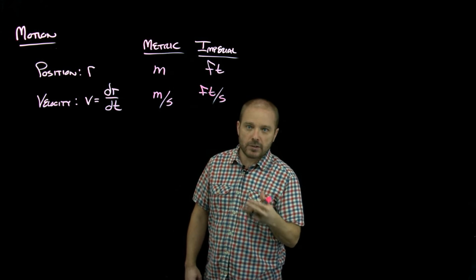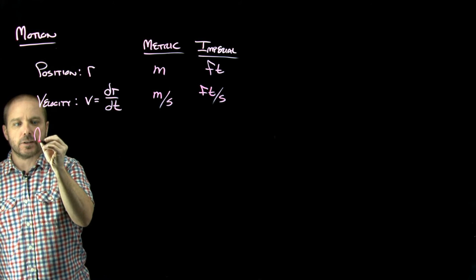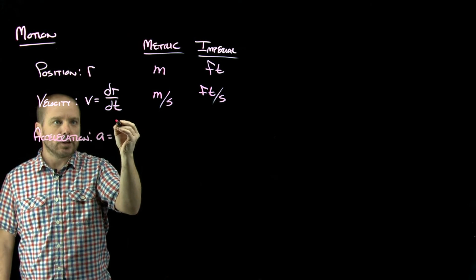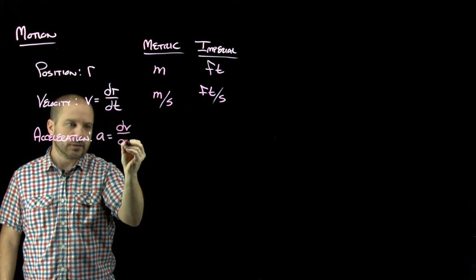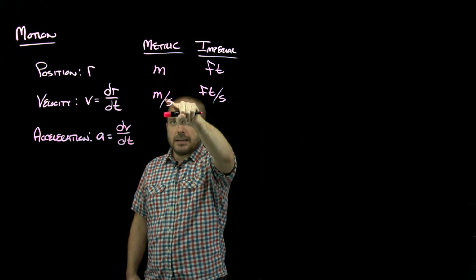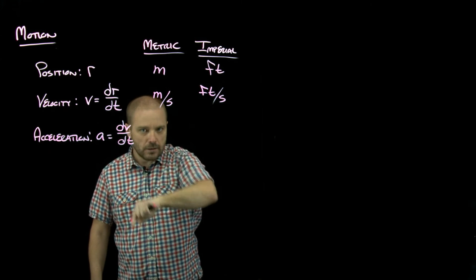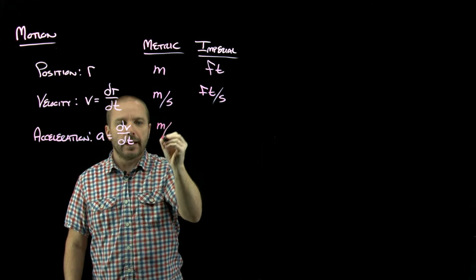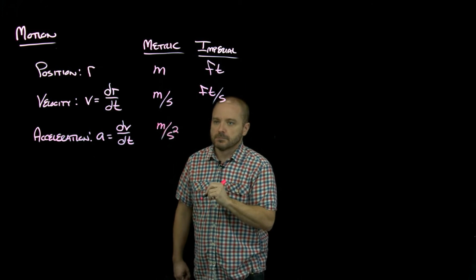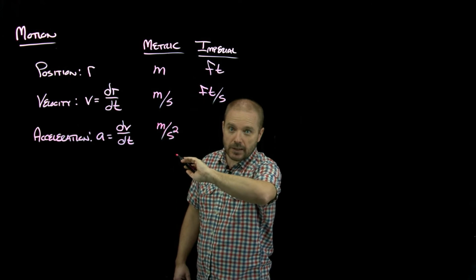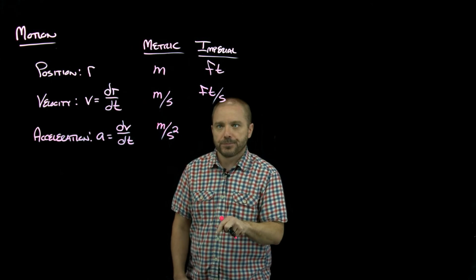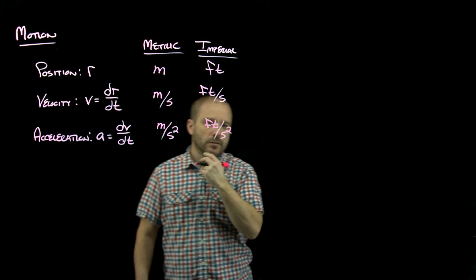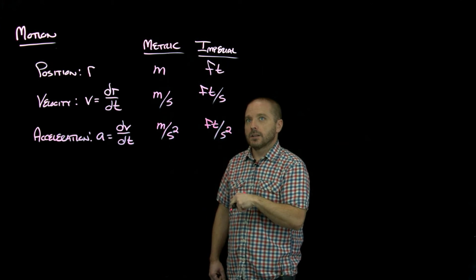Then you can talk about the rate at which the velocity is changing. That's our acceleration. And that is the time rate of change of velocity, so the derivative of velocity with respect to time. So velocity is meters per second. And then the units of time are seconds, so that's meters per second, or more compactly, we just say meters per second squared. It's not that there's a thing that's a square second, it's just that that's meters per second per second. And then likewise, feet per second, or feet per second squared would be our acceleration in the imperial system.